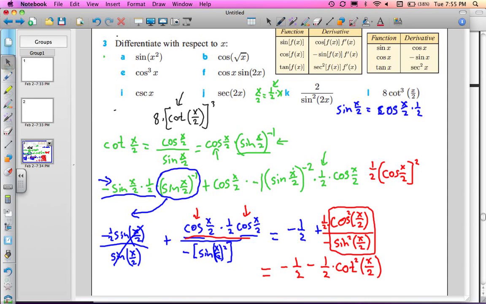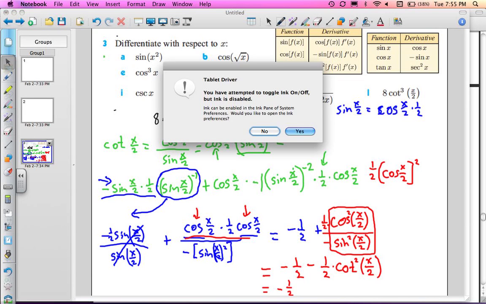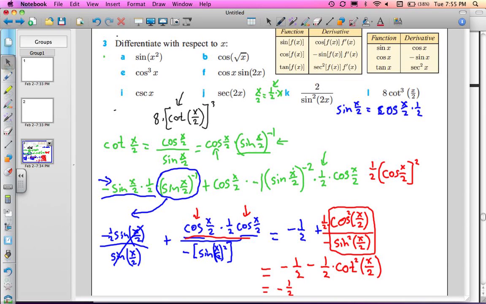So, there it is. And you could go further. We could factor out the 1/2, or a negative 1/2. So it equals negative 1/2. Ink can be enabled. Would you like to open the ink? Nope. Okay, so undistributed negative 1/2, it becomes 1 plus cotangent squared of x over 2.